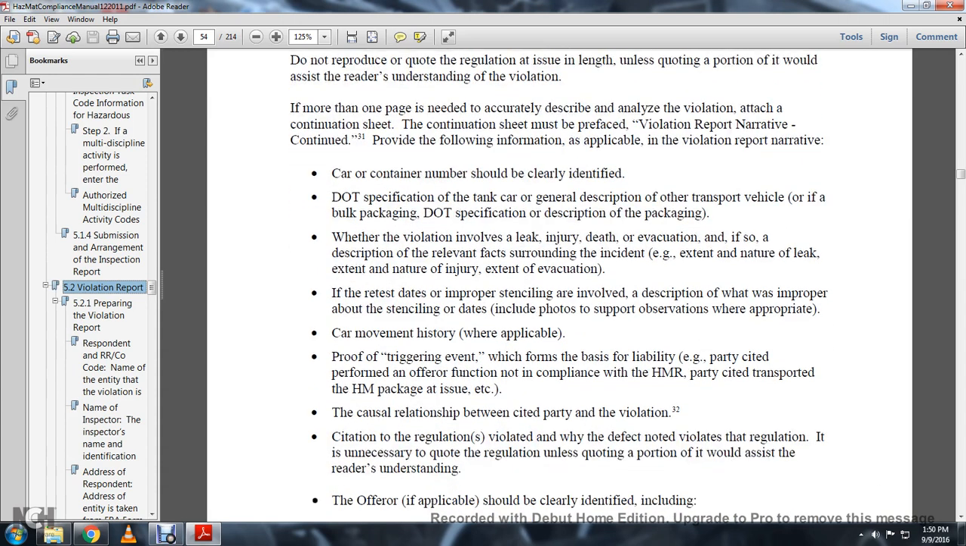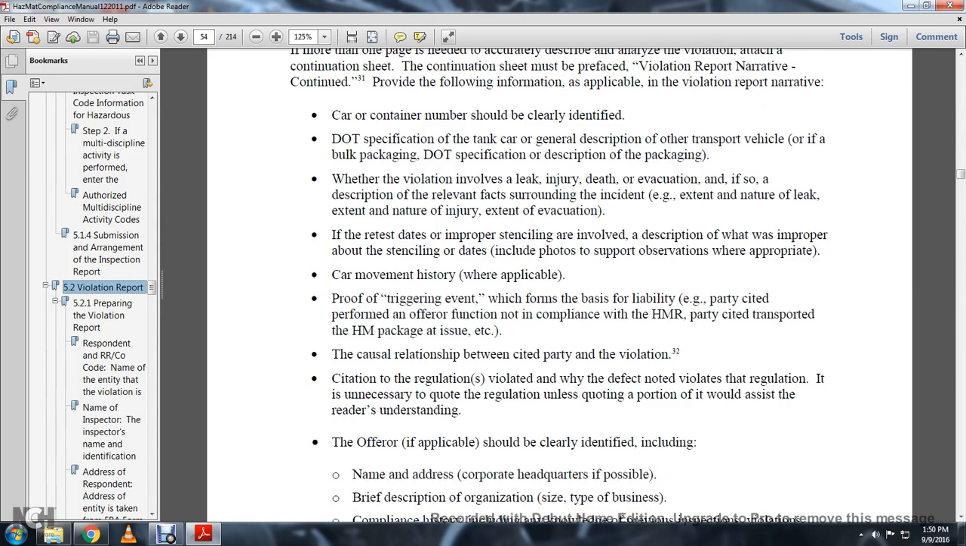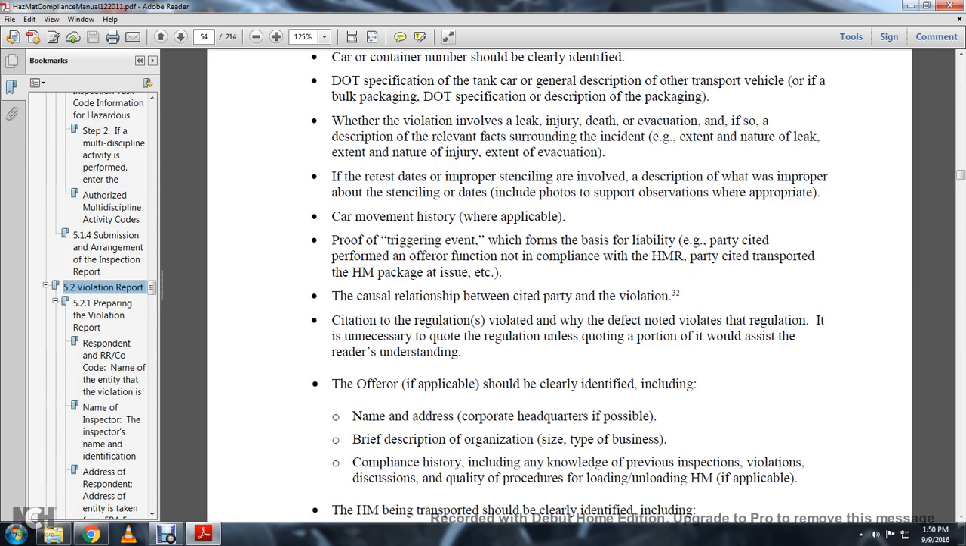If retest dates and improper stenciling are involved, a description of what was improper, the stenciling data, including photos and report observations where appropriate, and car movement history where applicable. Proof of the triggering event which forms the basis of liability, the party cited with the performance of either the offering function not in compliance with the hazmat regulations, or the party cited with transportation of the hazmat package at issue, etc. The causal relationship between the cited party and the violation, and the regulation violated, and why the defect violates the regulation.